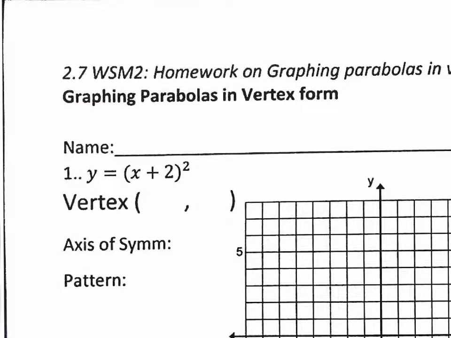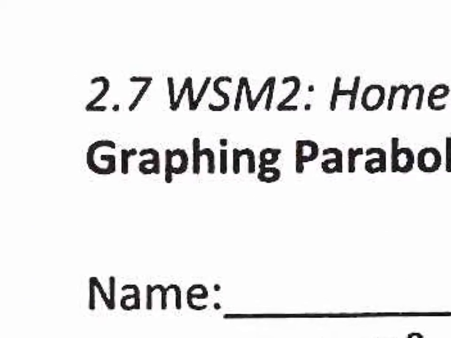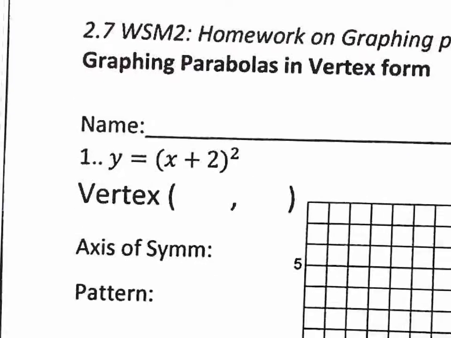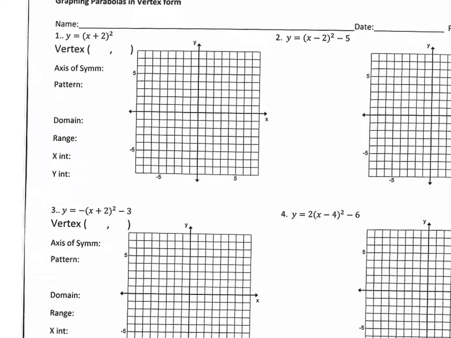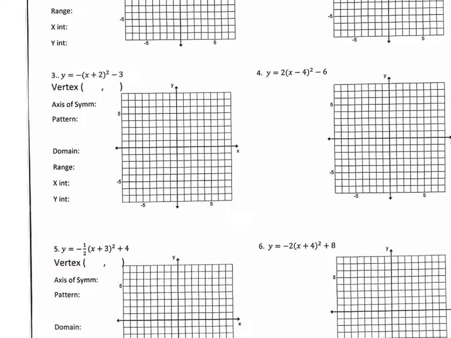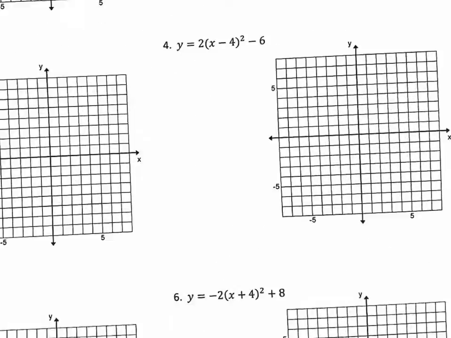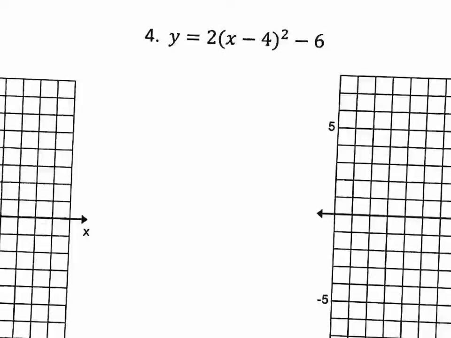We are going to go over some questions of this homework, 2.7 WSM2. On this one, we're graphing parabolas. Numbers 1 and 2 have an a value of 1. Number 3 has an a value of -1. But number 4, you're going to have to modify your pattern according to that new a value of 2.